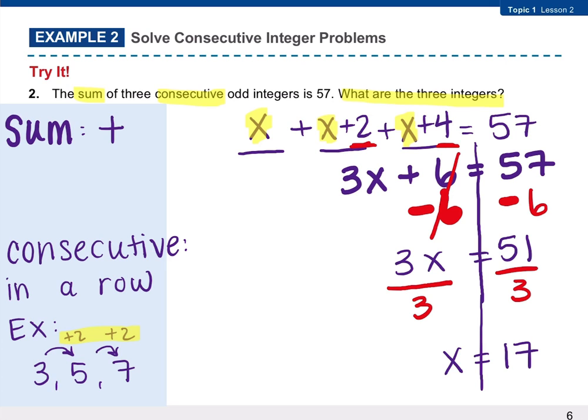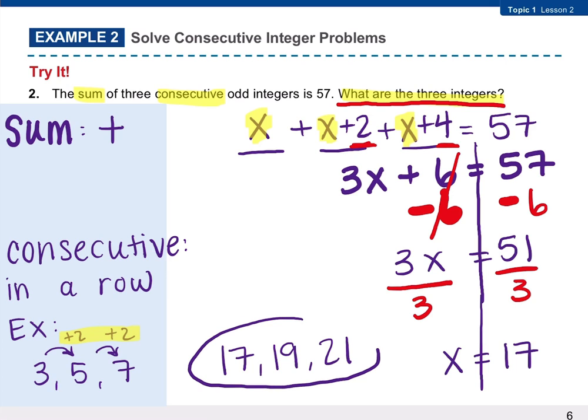But I'm not quite done yet, because just before we move on, let's look back up at our question. It didn't ask to solve for x, it asked what are the 3 integers. So my answer should be 3 numbers. So if x was supposed to be my first integer, I'm going to do the 3 consecutive odd integers: 17, 19, 21. x, x plus 2, and x plus 4. And now I'm all done.